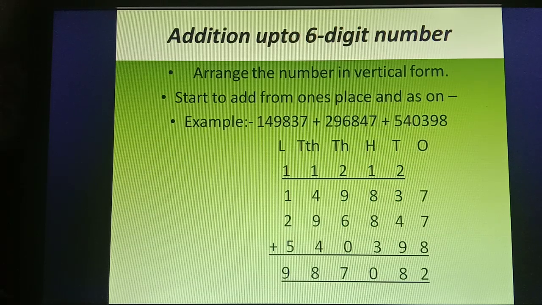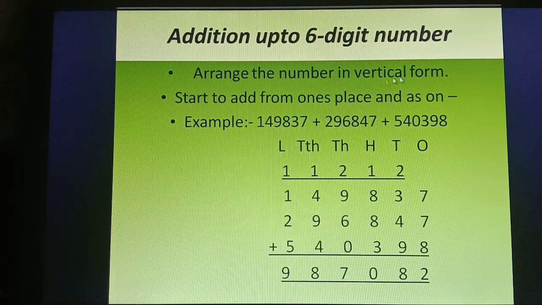In third standard you have studied up to 4-digit addition and subtraction. In fourth standard you have to study up to 6-digit numbers addition and subtraction. So the rule is the same. First you have to arrange the numbers in vertical form, then you have to start from one place and so on. One example is there.